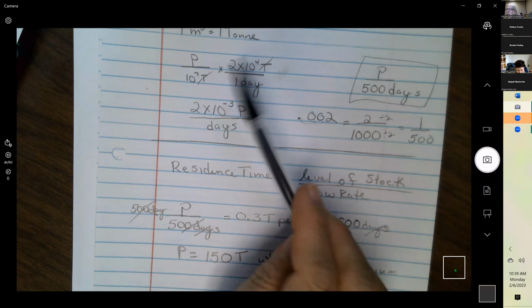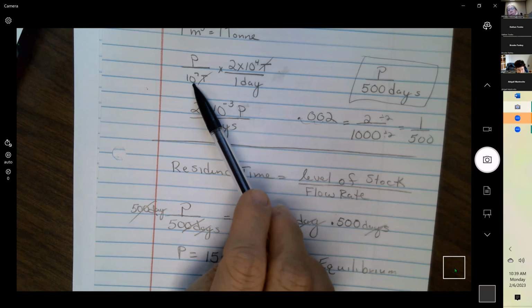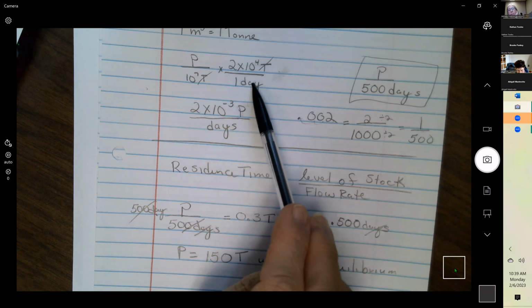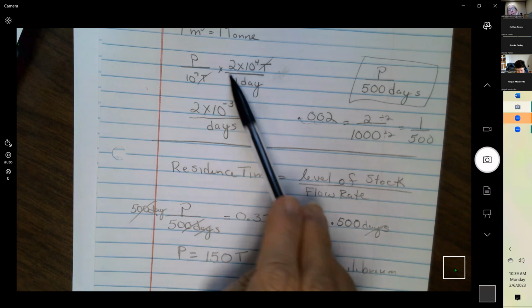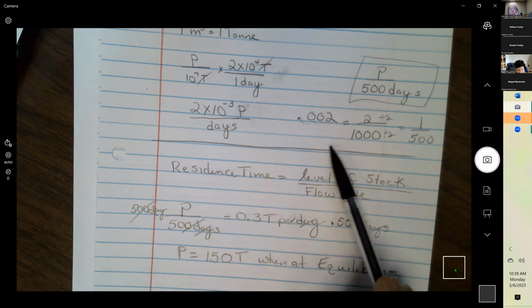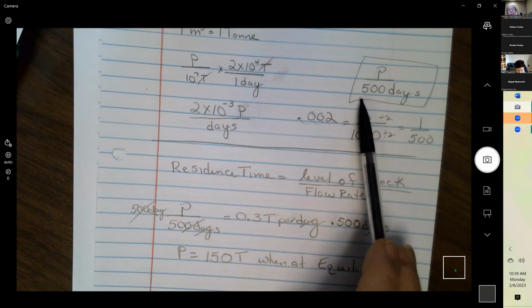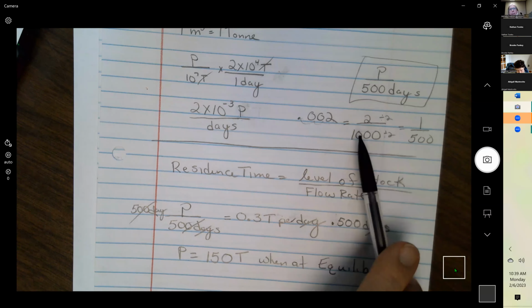So this was the pollutant divided by the total water. And then we wanted to convert it to find out how much per day or how many days. In this case, we couldn't go per day because it was too small. So we decided to go per 5 days, 500 days.